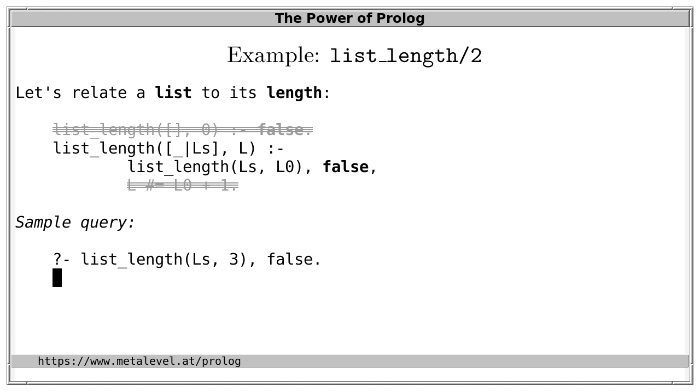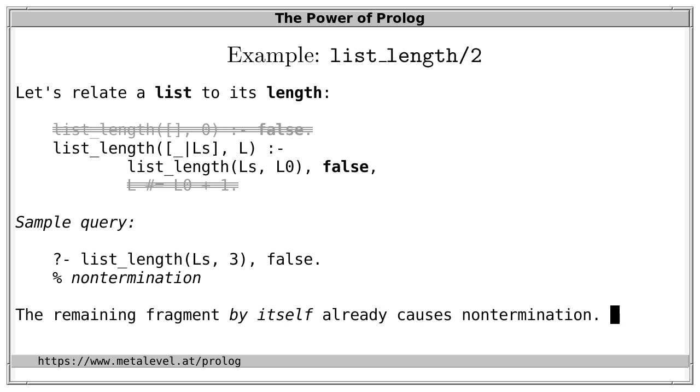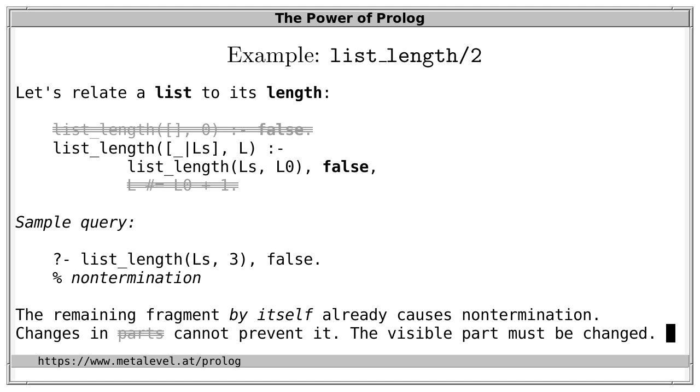So when we post this query, we again get non-termination. So the remaining fragment by itself already causes non-termination, and adding a clause or changing anything in the strikeout parts can't prevent this non-termination. This means that the visible part must be changed to prevent the non-termination. So that's a very strong property of this fragment, because if this fragment by itself already doesn't terminate, then the original program also doesn't terminate.